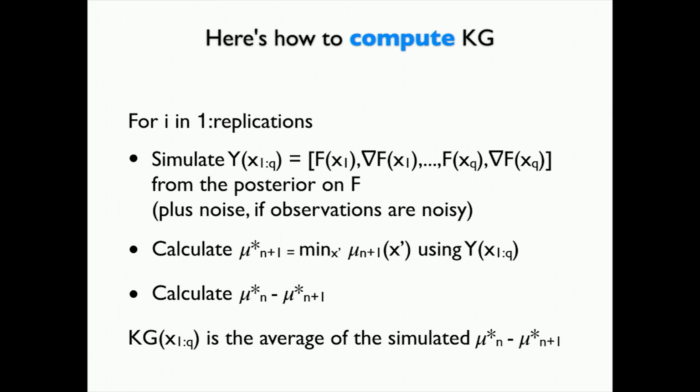In a loop, we simulate, so we're proposing to evaluate the objective at these q points, x1 through xq. We simulate the value of the objective from the posterior along with its gradient at those points using our Gaussian process posterior. We then minimize, so for that simulated value of the observation, we can compute what the new posterior mean would be, and we can minimize that using a continuous optimization solver like BFGS. And then we can compute the reduction in loss, right? And then if we average that many times, that gives us the knowledge gradient.